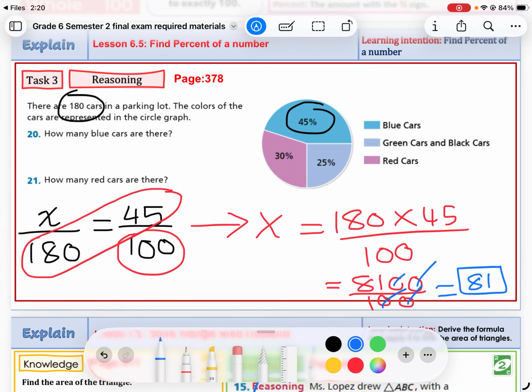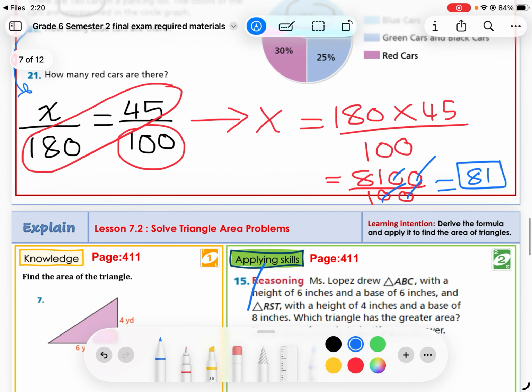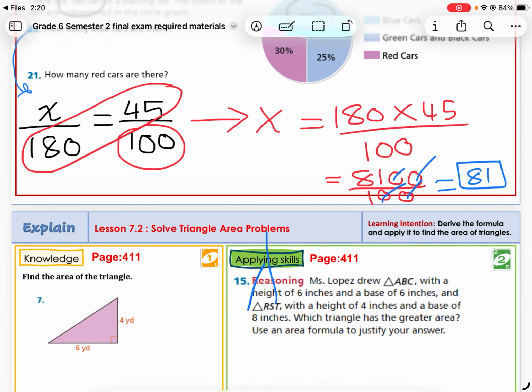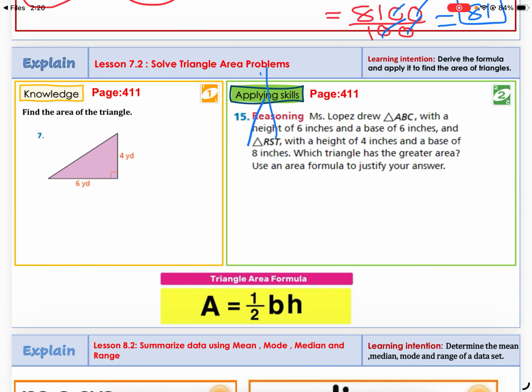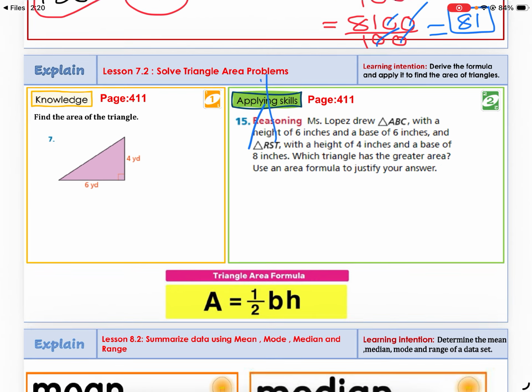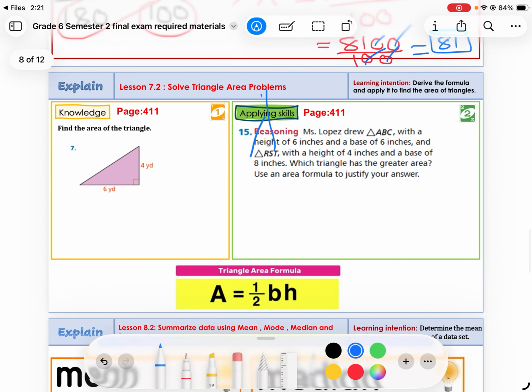Okay, so we are done with question 20, and I will leave question 21 for you guys to solve on your own by applying the exact same steps. Okay, now let's move on to our fourth lesson, which is about triangles.